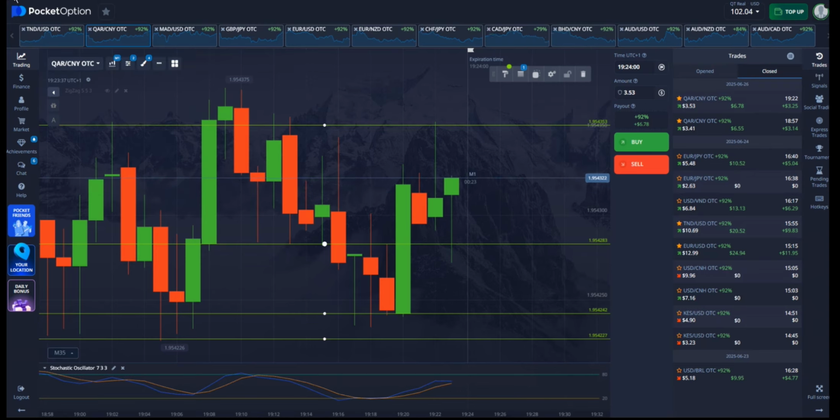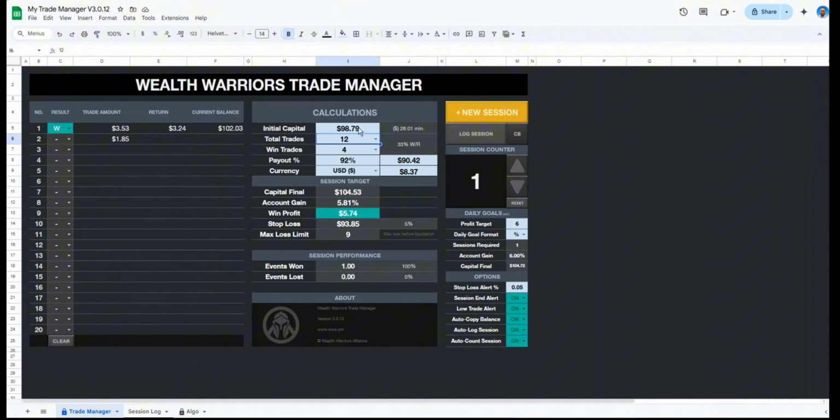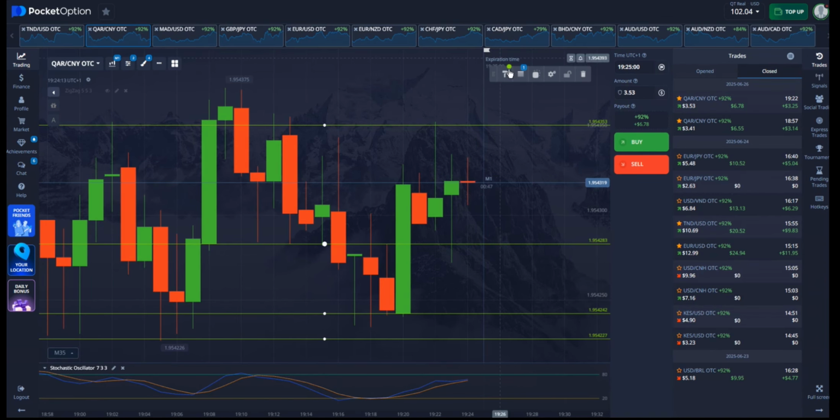So let's check our next trade amount. Our next trade amount is 3.64.